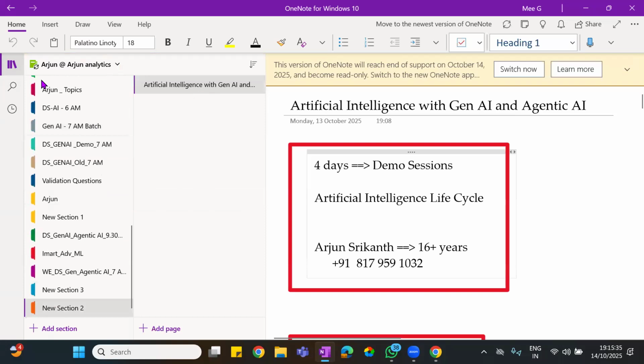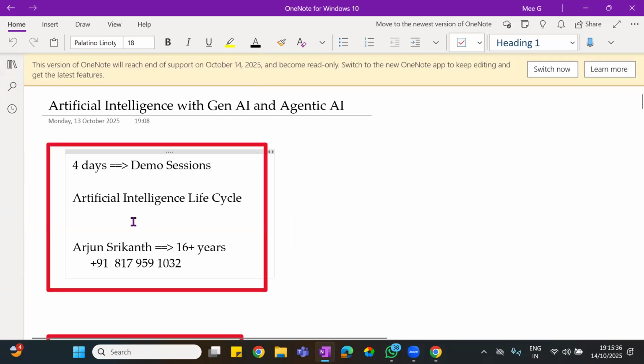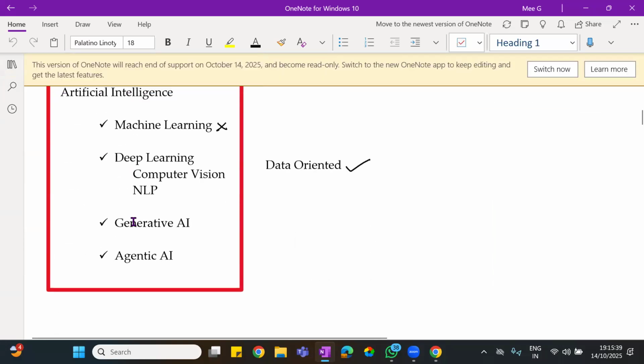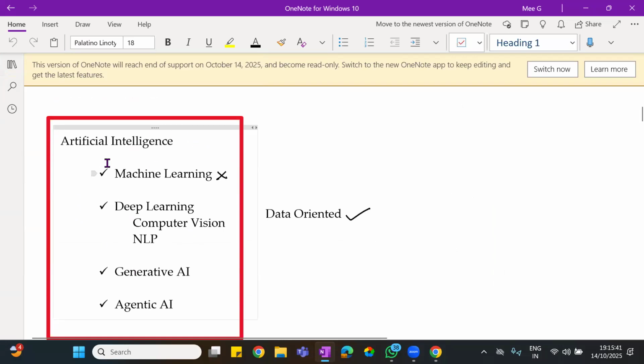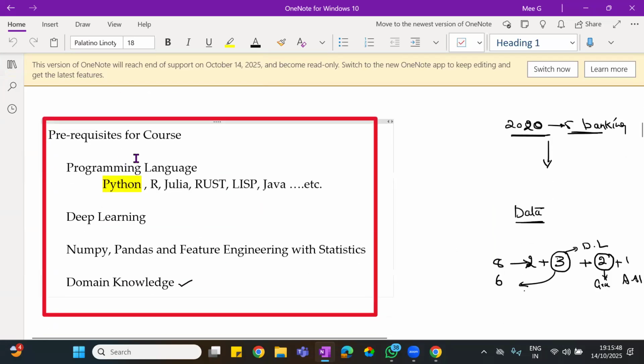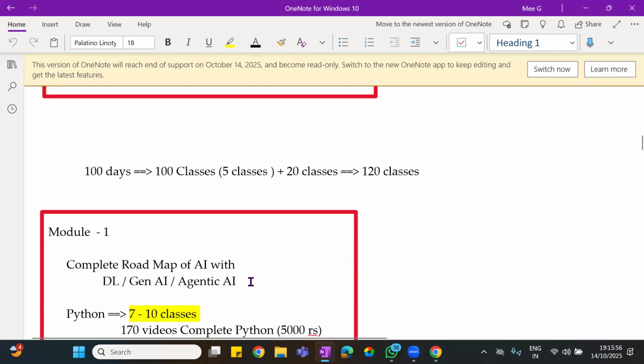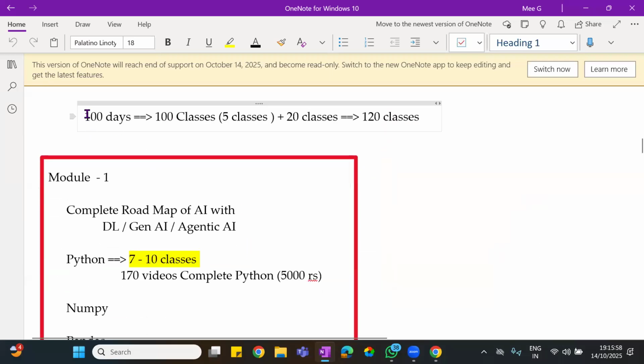yesterday, first we saw what is involved in artificial intelligence, that is machine learning, deep learning, generative AI, agentic AI. What are the prerequisites for the course? The programming language, deep learning, NumPy, pandas, and domain knowledge. This will officially be 100 days, with 5 classes per week.